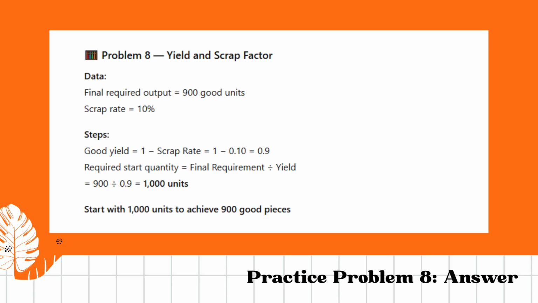Explanation. Problem 8. Scrap means some units are lost or rejected during production, so we must start with more than we need. If 10% will be lost, that means only 90% will come out as good parts. To figure out how many to start, we divide the desired good output by the yield rate. When we do that, we find that we need to start about 1,000 units. That way, after 10% scrap, we'll still end up with the 900 usable pieces required.